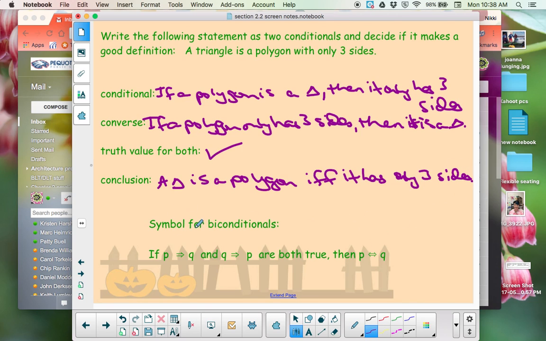Okay. Remember that the symbol for conditionals is the single arrow, the hypothesis, then the conclusion, then the hypothesis. This would represent the original conditional. This would represent the converse. If you put them together to make a biconditional, we change the arrow to a double arrow, and you can put either P or Q on either side. So the symbols would look like this. P, if and only if, Q is how we would say it.